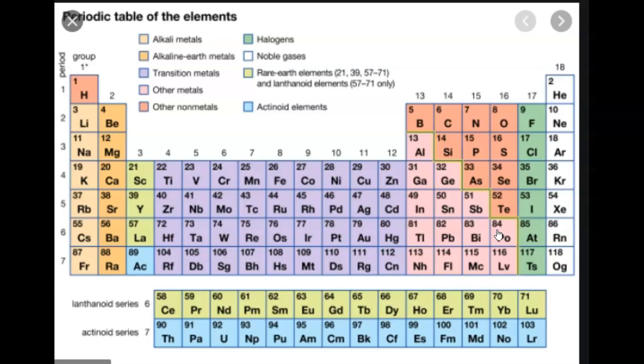So again, elements 1 through 20, up here to calcium, that ratio of neutrons to protons is about 1 to 1. 21 through 83, that ratio of neutrons to protons is about 1.5 to 1 to make the atom stable, make the nucleus nice and stable and happy. But after that, elements 84 and up, they are all radioactive because there are just so many protons in that nucleus that they're all unstable nuclei.